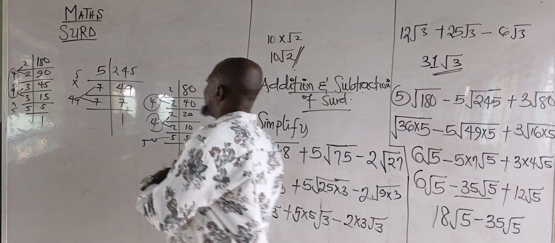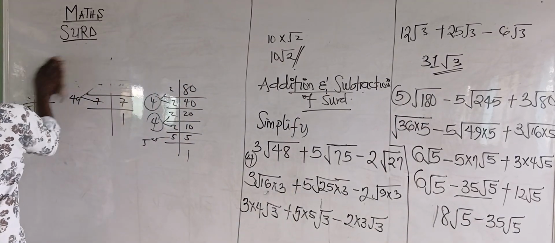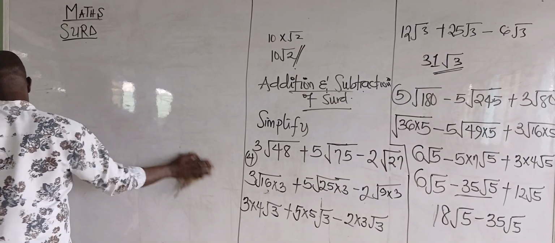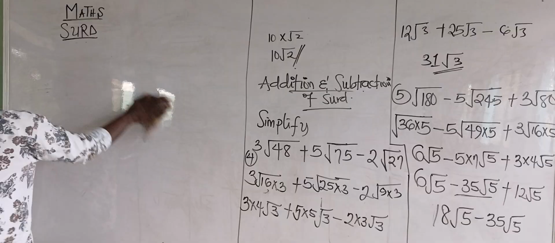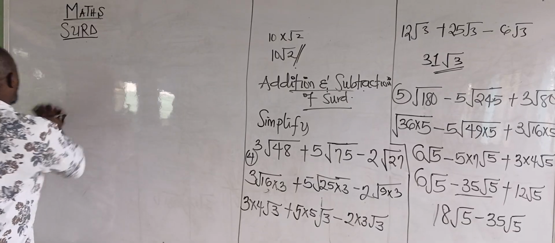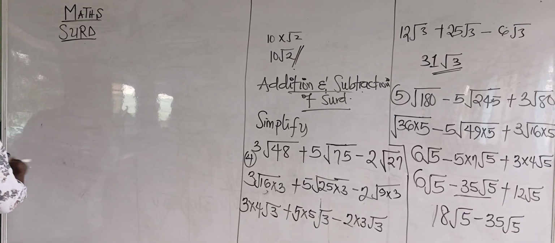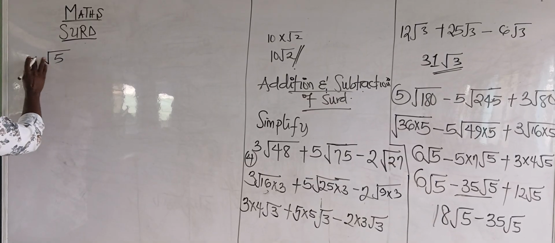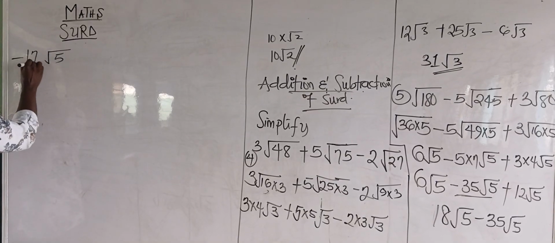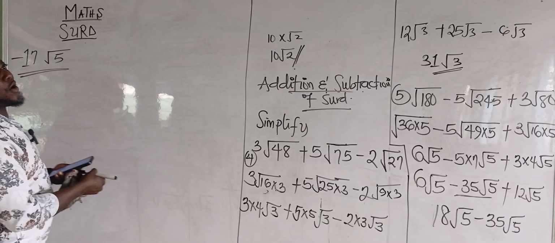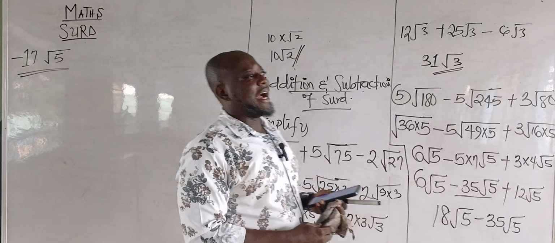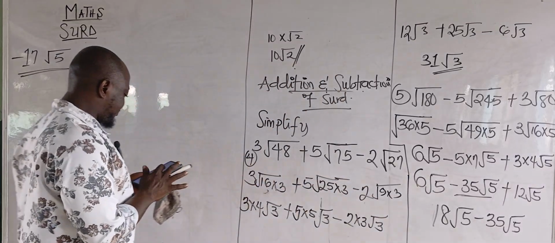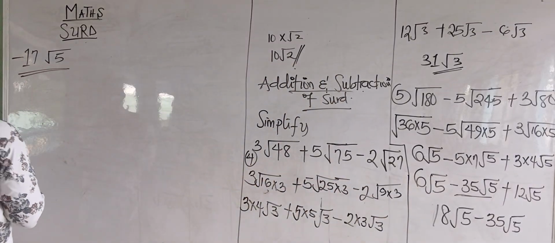So because they're having the same root there, I can go ahead to do my final answer to become minus 17 root 5. So this is how all of these things are solved going forward. They are very simple.